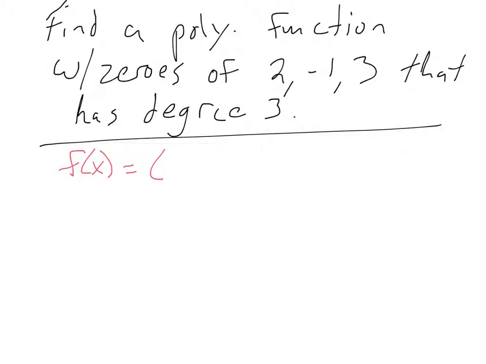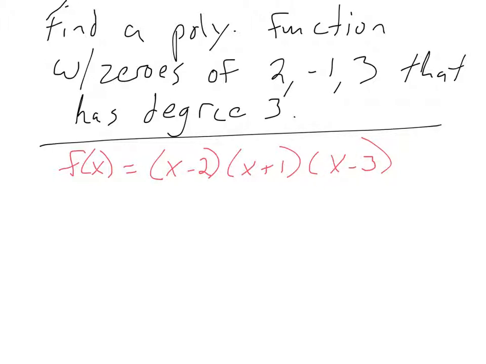Luke, what do you think? If it has zeros of 2, negative 1, and 3, x minus 2 has got to be a factor, right? Times x plus 1. Yeah, x plus 1 is a factor, times x minus 3. And if we multiply three binomials together that are each order 1, that's going to give us a polynomial of order 3. Our highest power will be x cubed. Does that make sense? Because x minus 2 is a factor, that means 2 is a zero. Because x plus 1 is a factor, negative 1 has to be a zero. And because x minus 3 is a factor, 3 has to be a zero.